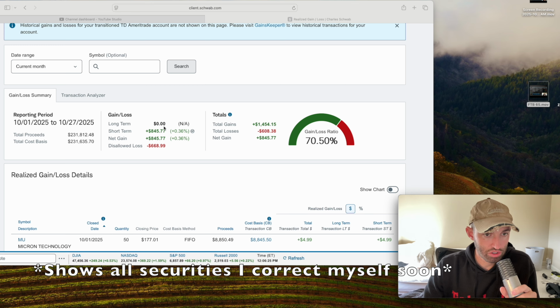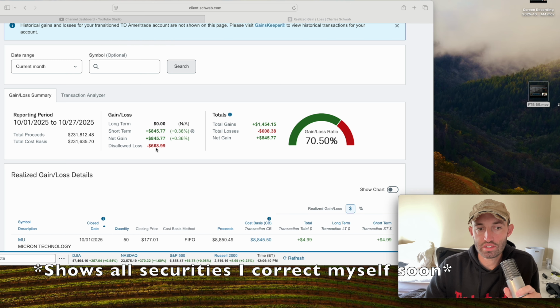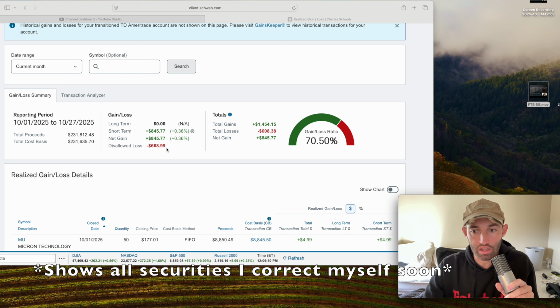So it's showing my long-term gain 0, short-term gain 845.77, which again, I only had, that's probably right. Net gain 845.77, disallowed loss 668.99. I've never lost $668.99 ever at any point with Micron. So when I say it's disallowed of $670 of losses, is that it's just okay.